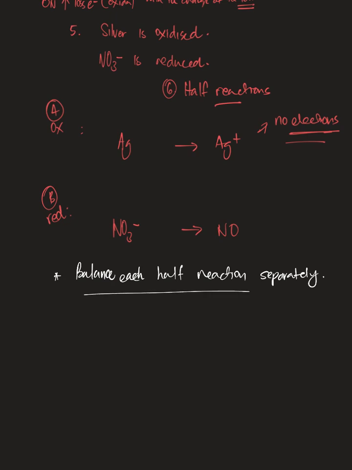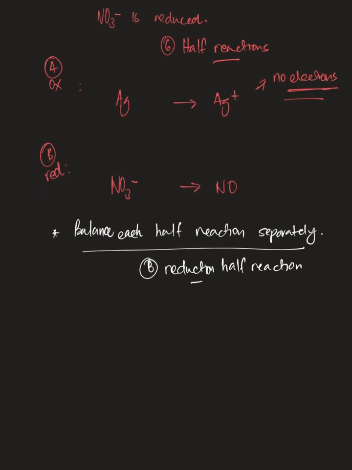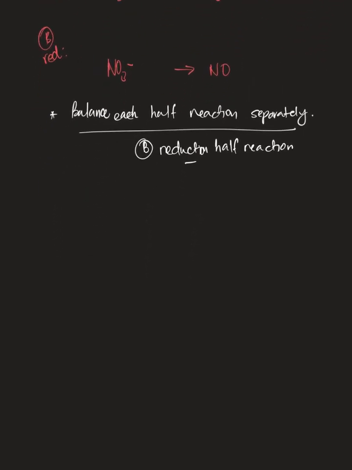Alright, we're going to balance each half reaction separately. And what we're going to start with is B, which is the reduction half reaction. I like to start with the reduction half reaction because it's usually the easier of the two. Alright, so let's start and have a look at what we've got here.